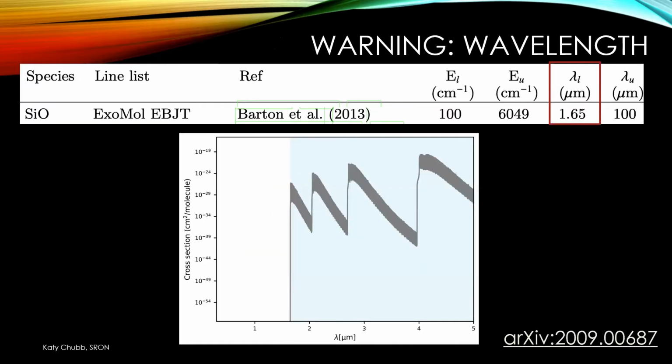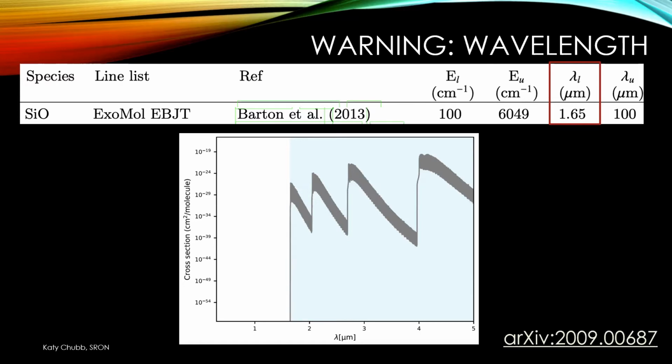And while I'm talking about warnings, apart from temperature, you also need to look out for wavelength region. This table is an extract from a table in the ExoMol OP database paper, and I've given the arXiv link here. You can see that SiO has a minimum wavelength of 1.65 microns, and this corresponds to a maximum energy up to which the line list was computed.